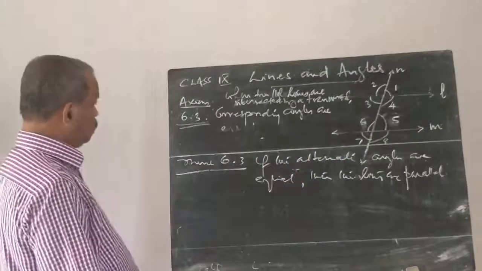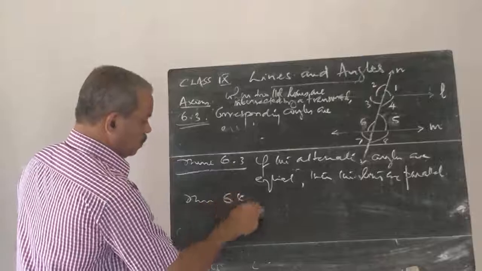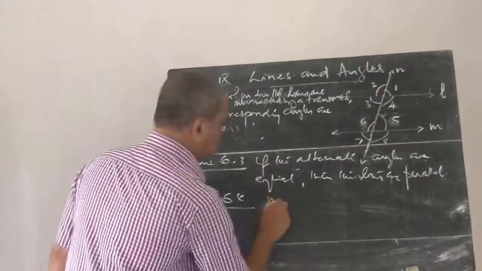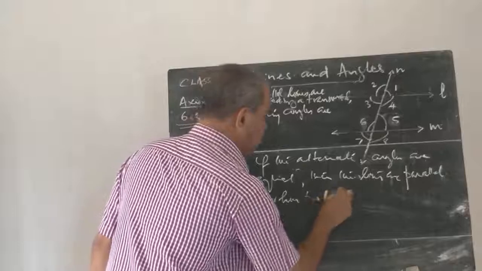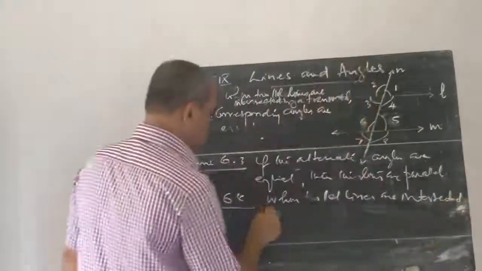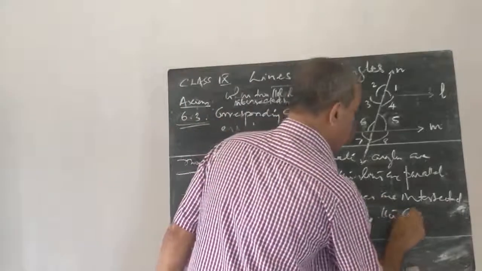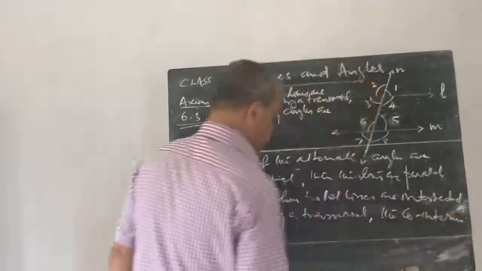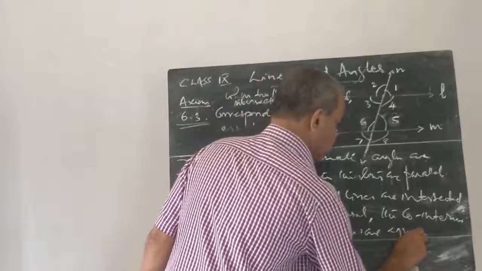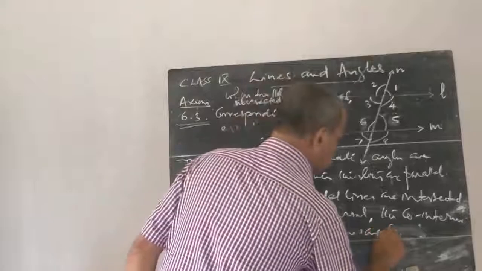Now, the third theorem, theorem 6.4. When two parallel lines are intersected by a transversal, the co-interior angles so formed are supplementary. Co-interior angles are supplementary, not equal.